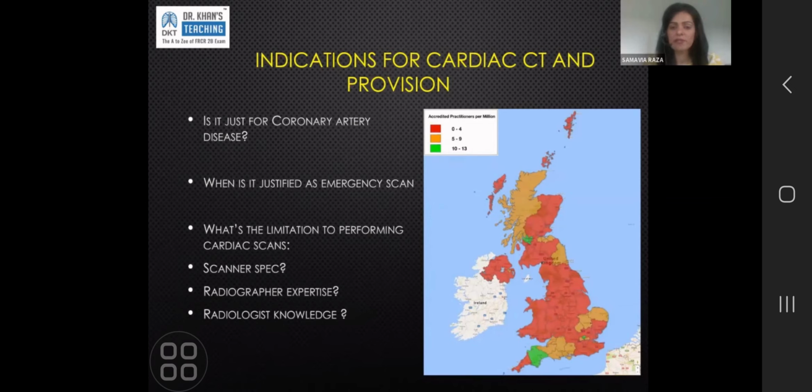So what is the limitation to performing these scans? If you look at that map, which is now I think 3 to 4 years at least old, it shows you the number of accreditors across the United Kingdom. You can see most of the country is red. You have 0 to 4 cardiac CT practitioners per million of the population. That is a huge problem. So that shows you what a shortage occupation cardiac radiologist or imager is.